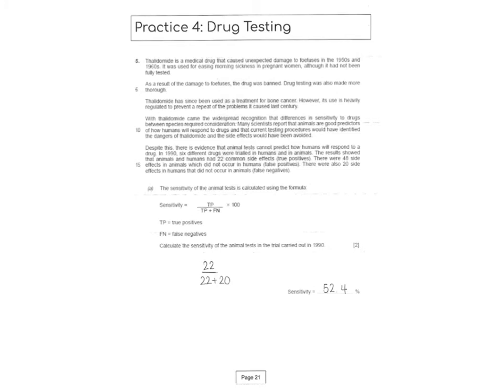The sensitivity of animal tests is calculated using a formula. So we have the sensitivity is the true positives divided by the true positives plus the false negatives, times 100. Calculate the sensitivity of the animal test in the trial carried out in 1990. So the true positives were 22, which we can see here, and our false negatives were 20 from the bottom. So my 22 divided by 22 plus 20 equals 52.4%.